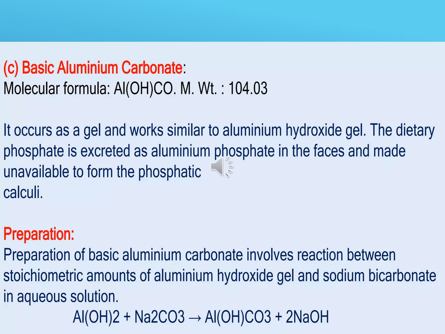Preparation: preparation of basic aluminum carbonate involves reaction between a stoichiometric amount of aluminum hydroxide gel and sodium bicarbonate in aqueous solution. Here is the reaction: aluminum hydroxide plus sodium bicarbonate gives basic aluminum carbonate plus NaOH.